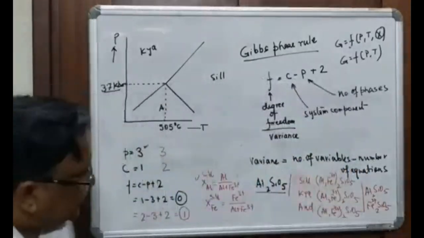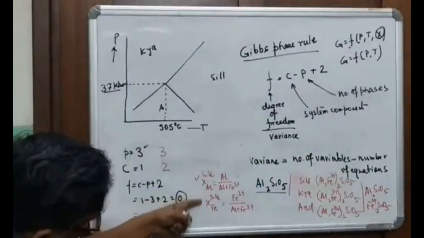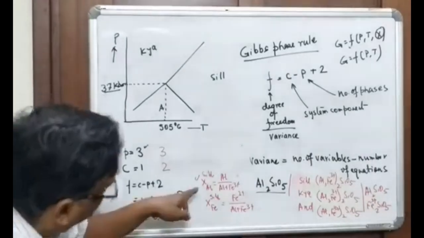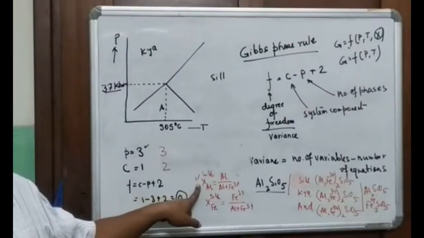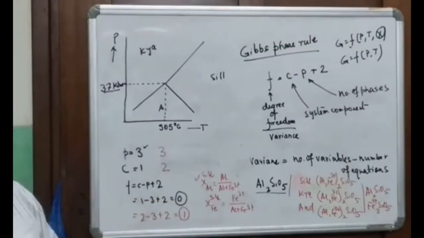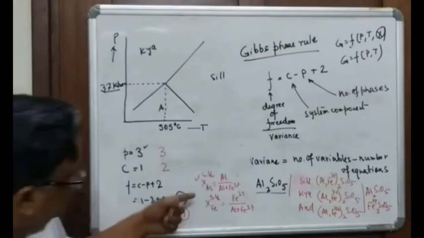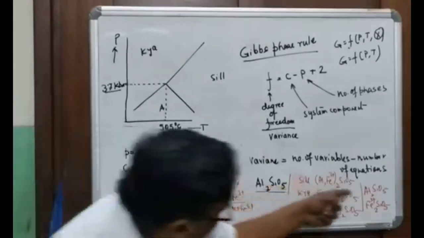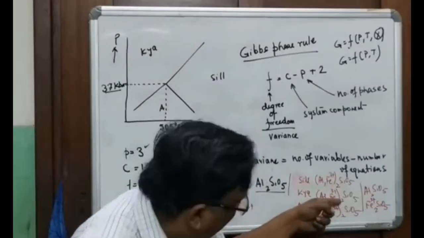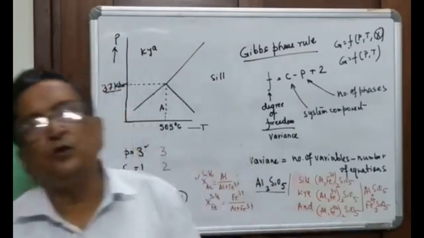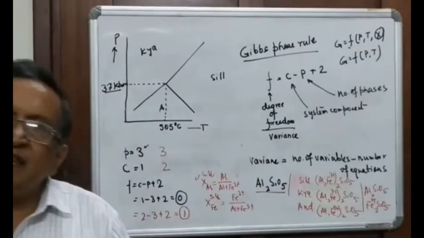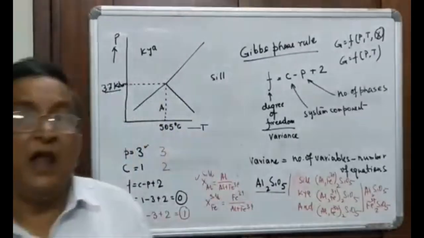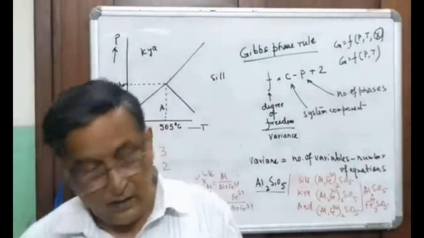Have you understood? So although you have written 2, each of them is not a variable. One of them is an independent variable. So if you know one, you know the other. So you have one variable from sillimanite, one variable from kyanite, and one variable from andalusite.